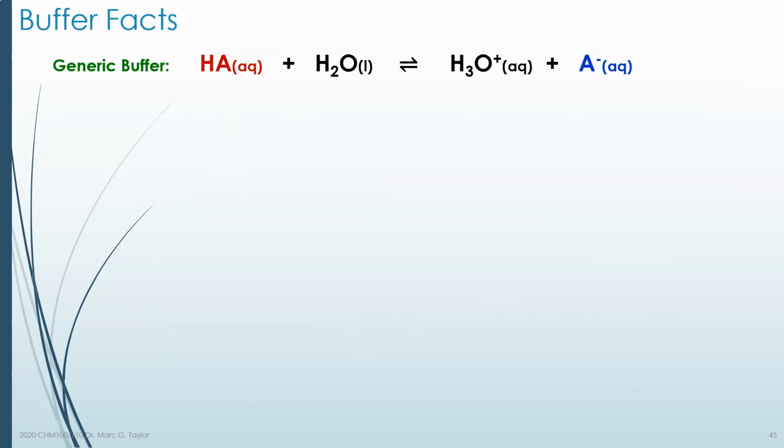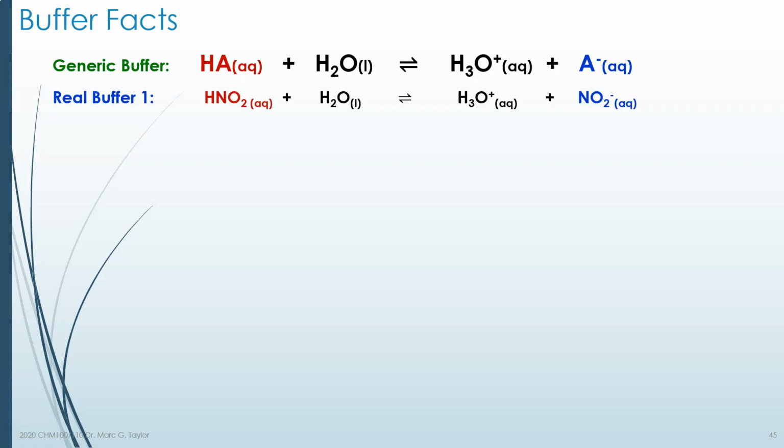So let's get back to our generic formula for a buffer. We have the conjugate acid, HA, and the conjugate base, A minus. And this could either be starting with a weak acid or starting with a weak base. Just remember the one with the proton, the extra proton, is the conjugate acid. The one with the missing proton is the conjugate base. And let's look at actual examples.